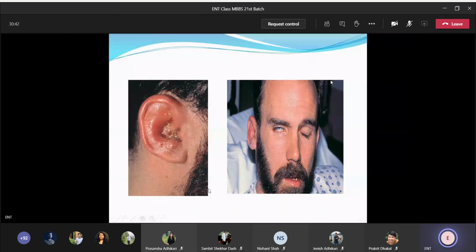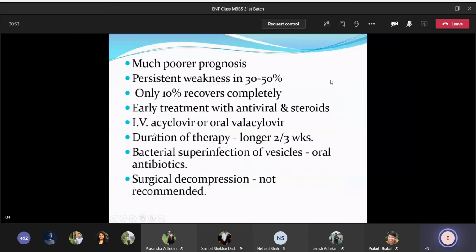There are vesicles in the ear, in the external auditory canal, and there will be facial nerve palsy on that side. Right? So it has a much poorer prognosis than the other types of facial nerve paralysis. There may be persistent weakness in 30 to 50% of cases. The facial nerve palsy will remain in up to 50% of cases, and only 10% recover completely. So the chance of complete recovery is only 10%.